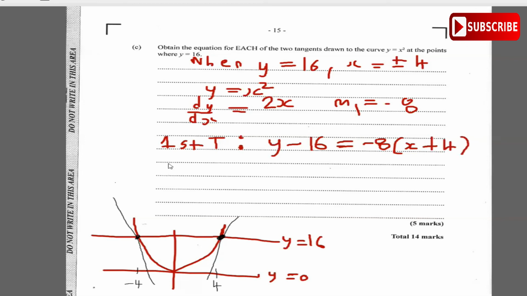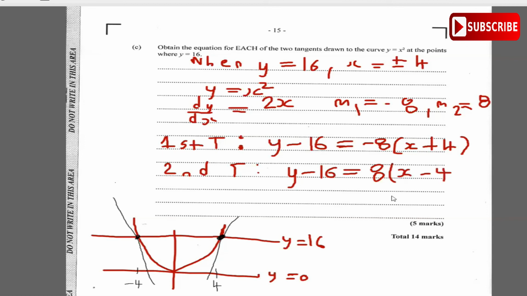Now I'm going to write the second tangent. The equation of the second tangent is going to be y minus 16 is equal to the gradient of the second tangent, which is +8. How do I know it is +8? When x is 4, 2 times 4 is 8. And so the equation of this is now y minus 16 equals 8 times x minus 4.